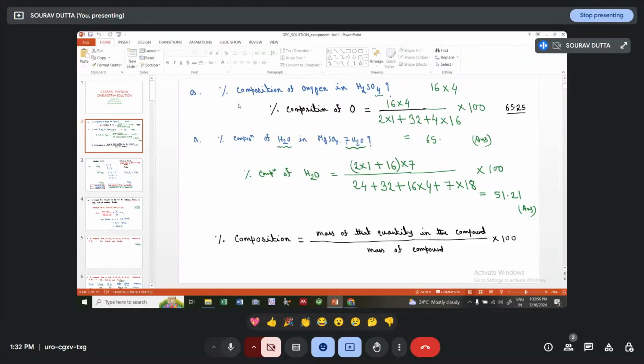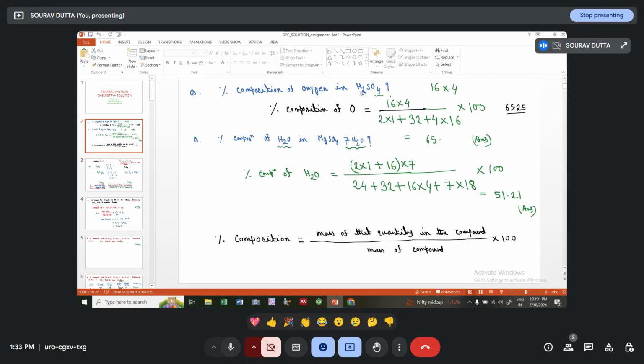So our first question is about percentage composition of oxygen in H2SO4. How can we calculate percentage composition of a particular atom in a particular compound? There is a very simple formula. Percentage composition is basically mass of that quantity in the compound divided by mass of the compound into 100. Here we all know that there are 4 oxygen atoms and the atomic mass of oxygen is 16. So 16 into 4 divided by mass of the compound.